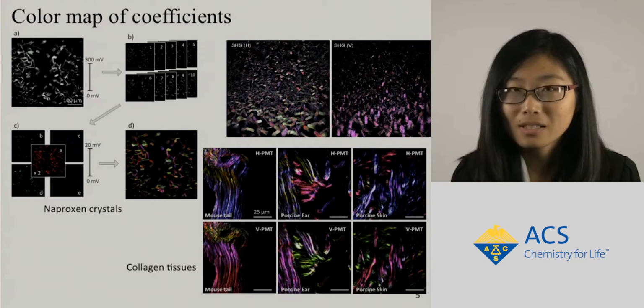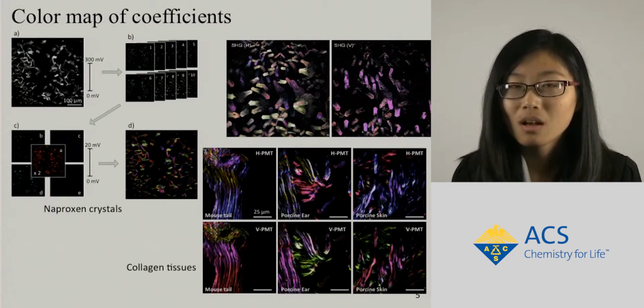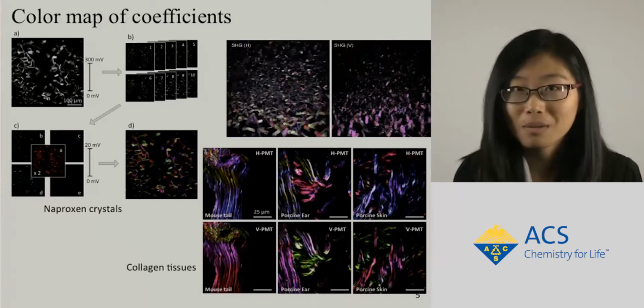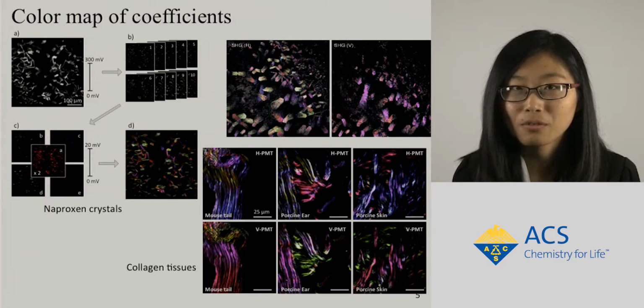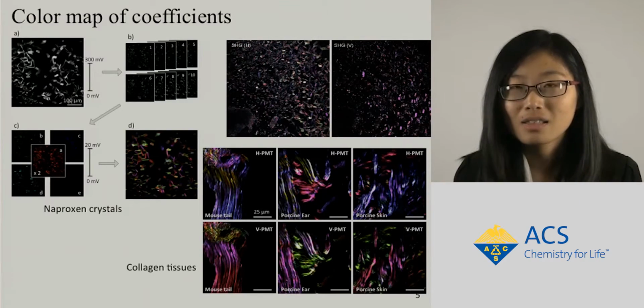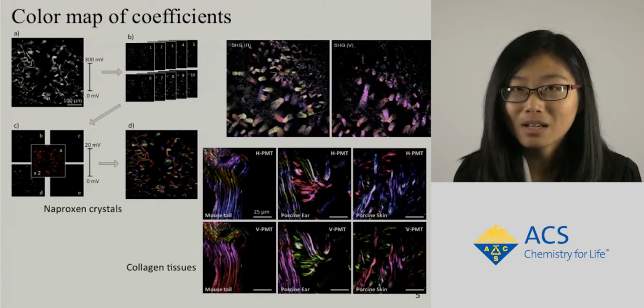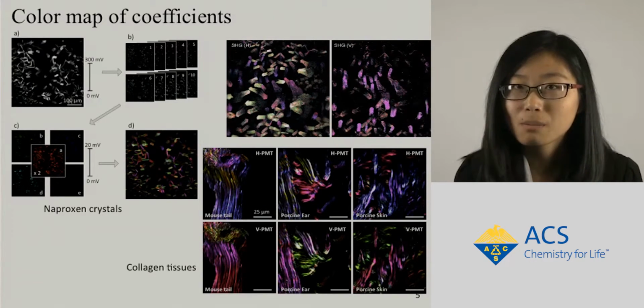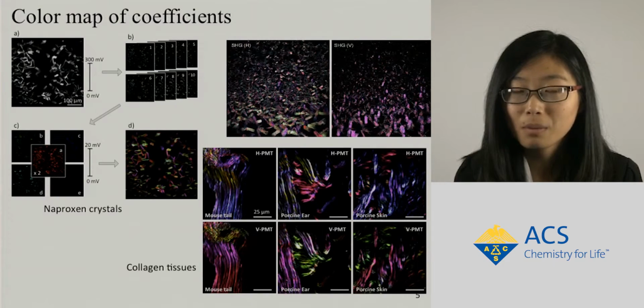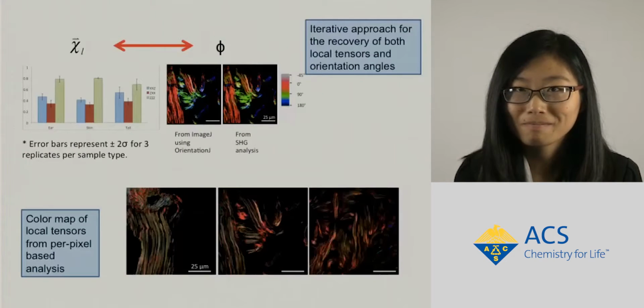A set of 10 intensity images was converted to 5 coefficient images, and a superimposed color map of the coefficients is generated. This analysis can be done at video rate. As shown, the contrast depends both on the local structure of the sample and sample orientation.